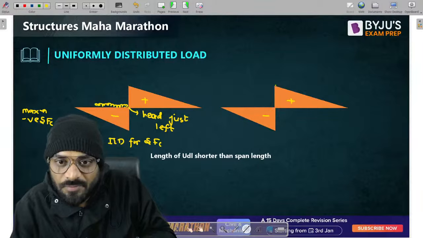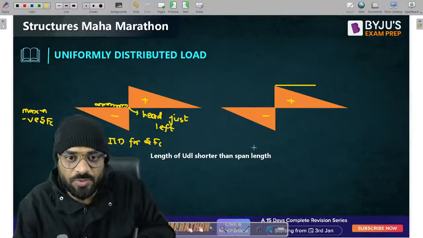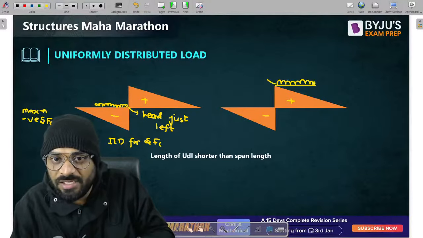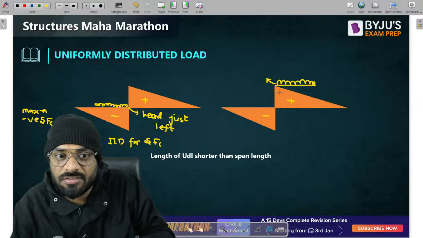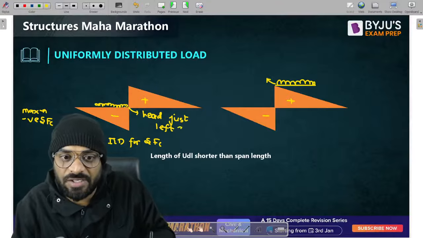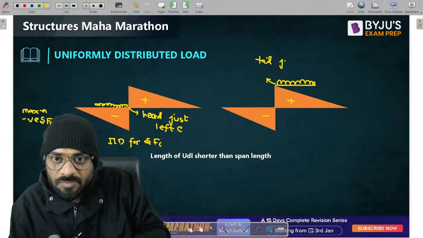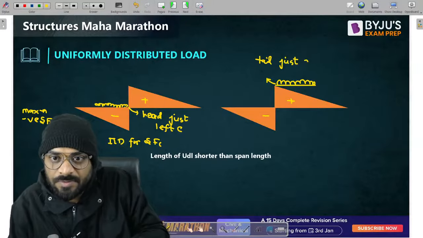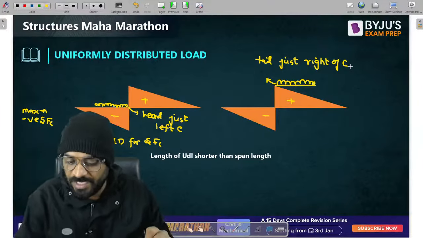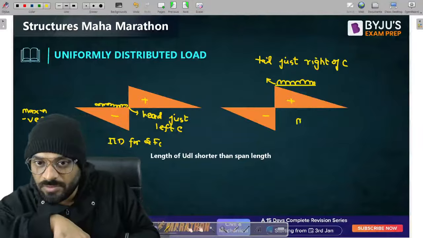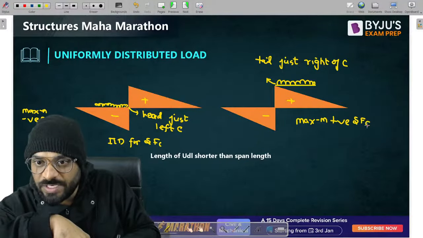Okay, now let's understand, guys. The next one is what? Maximum positive shear force. So you have to put the tail just left or just right of C. We can write here, guys, tail just right of C. Getting the point? Just right of C. This is the maximum positive shear force at C.